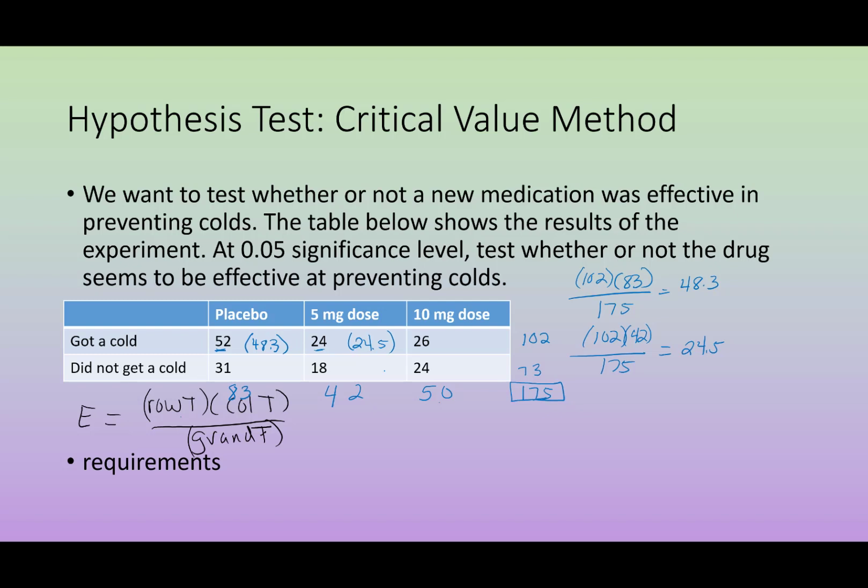Now I'm going to do that for each of these values. I'm going to take the row total that it's in times the column total that it's in and divide it by the grand total to get all of my expected values.